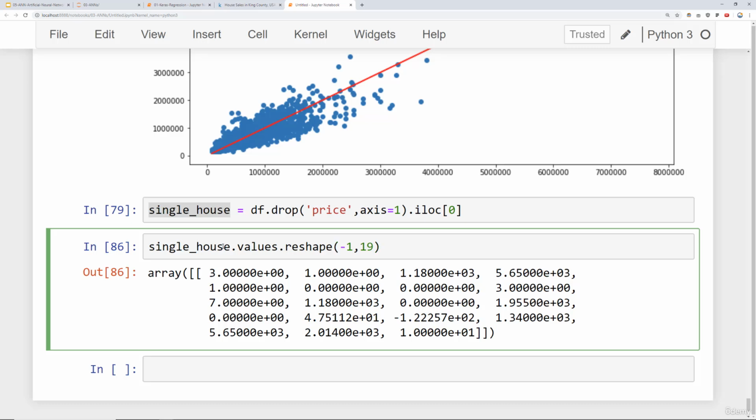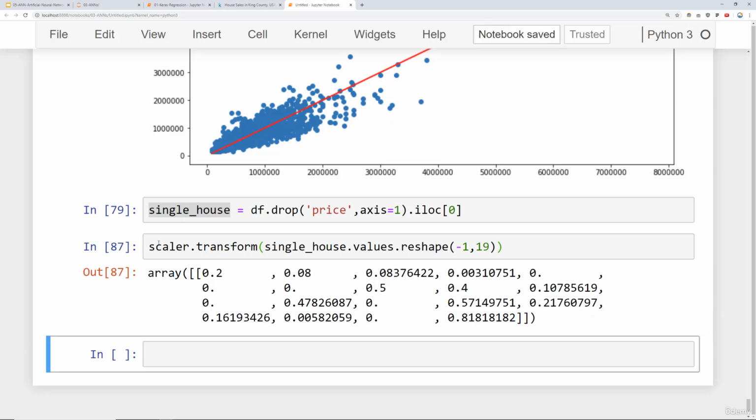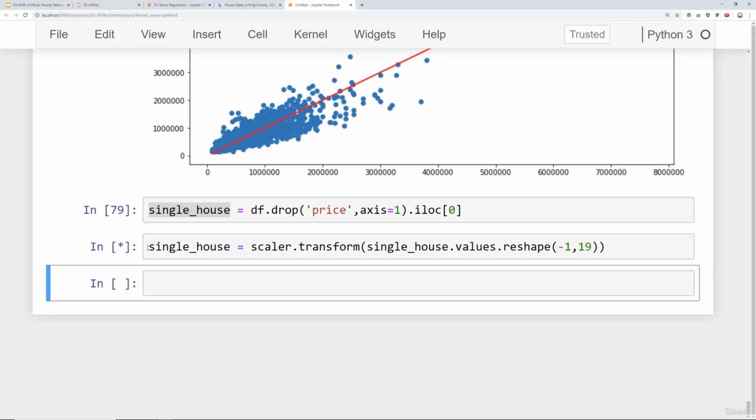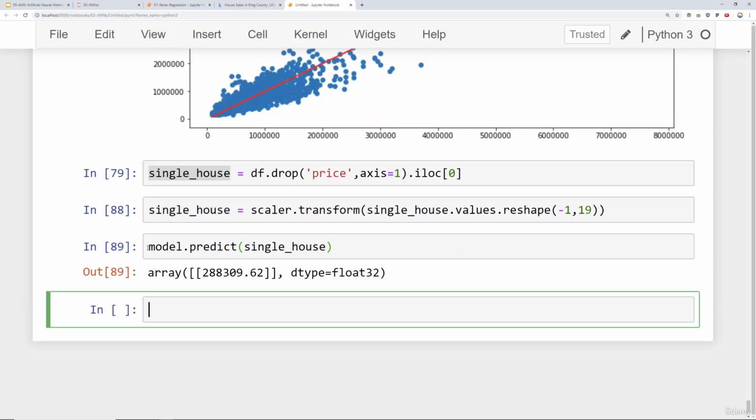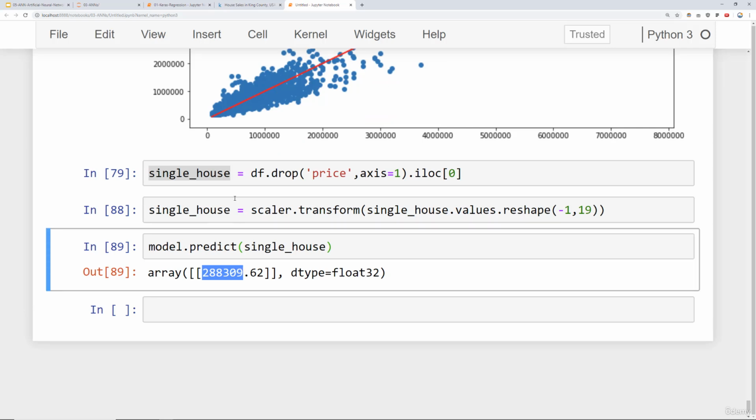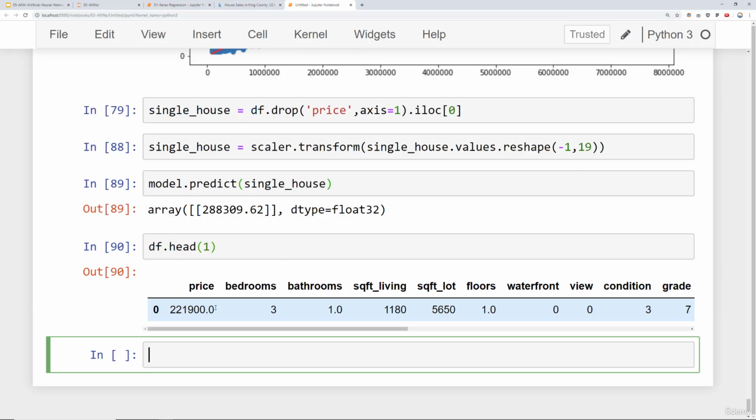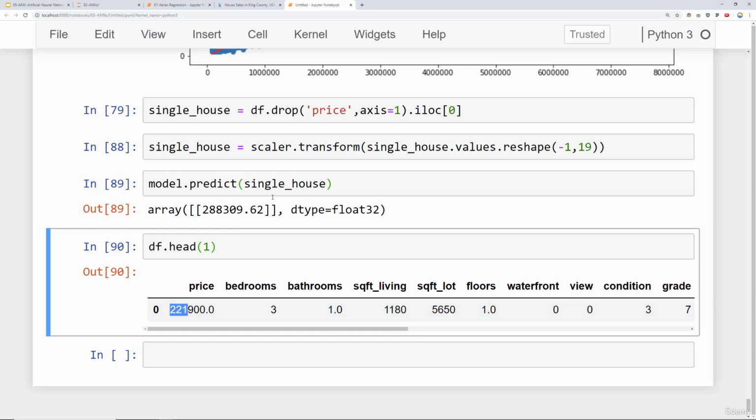So now that I have it in the correct shape, I should be able to say scaler.transform on this, and now I have the scaled versions of everything. And now we'll reset this to be our single house. So now that I have my single house, I'll say model.predict on my single house, run this, and now I have the predicted price that this will sell at. And if I take a look at df.head, the very first item there, just show one, the true price it sold at was $221,000, and I'm predicting it will sell at $288,000.